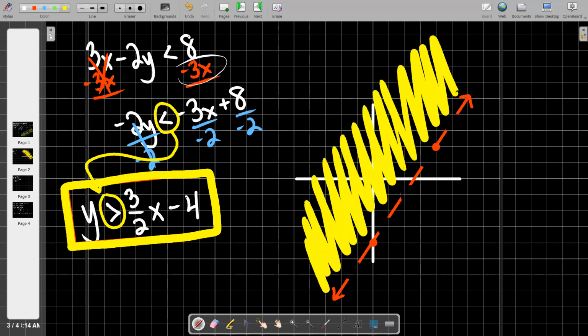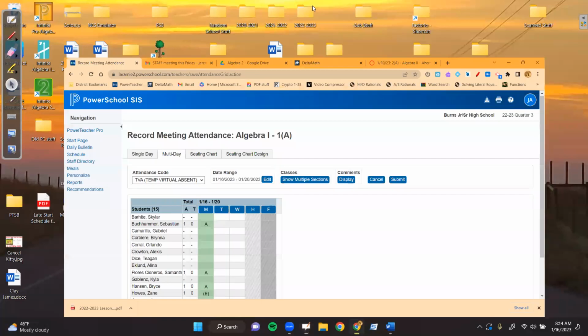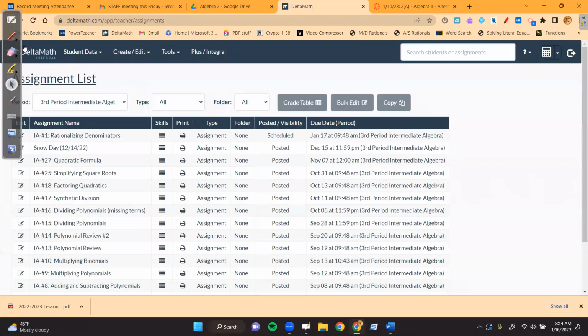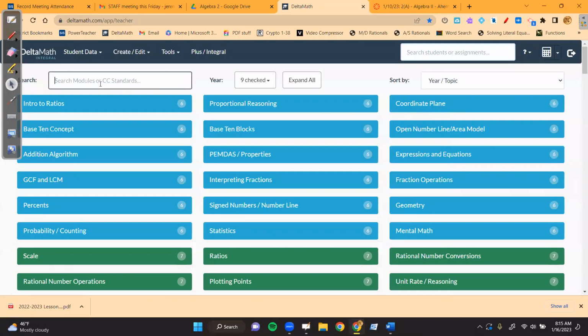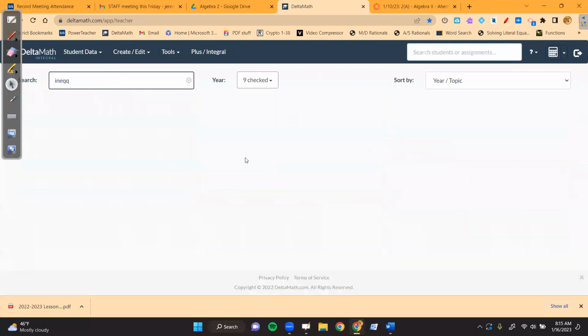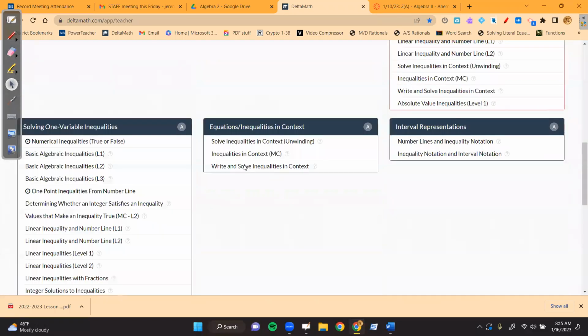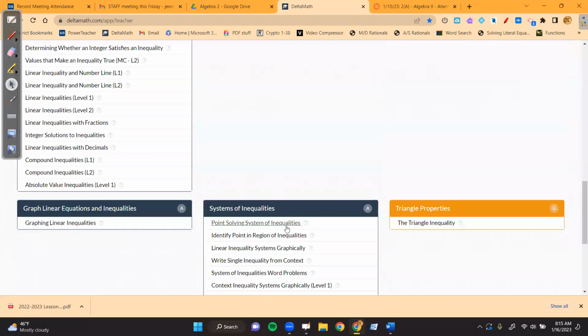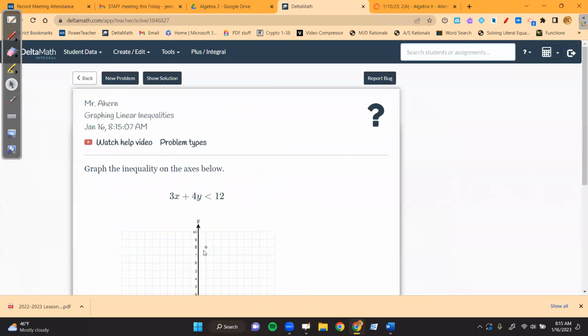So let me show you what this looks like just real quick in Delta Math, and then I'll be done. That was a little longer than 7 minutes, but that's pretty good for me still, I think. Let's see. Show desktop, Delta Math. And your topic will be graph linear inequalities.